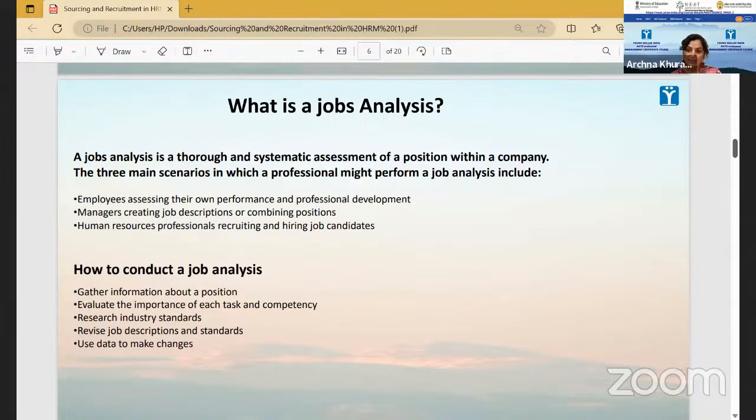Now, for this particular job of sourcing that you are assigned, what competencies or skills are required? Problem solving skills, good communication skills, judgment, analytical skills. These are a few of the skills required to perform this job, other than your knowledge of the products and services of the organization. Then third is researching industry standards.